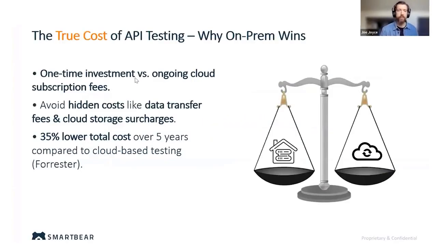In a similar vein, when it comes to cloud providers, typically your cost of ownership is lower with something that you're running on a desktop or running on-prem. It's a one-time investment versus ongoing subscription fees. So you can avoid hidden costs like data transfer fees and cloud storage surcharges. Forrester said 35% lower total cost of ownership over 5 years for on-prem testing compared to cloud-based testing.